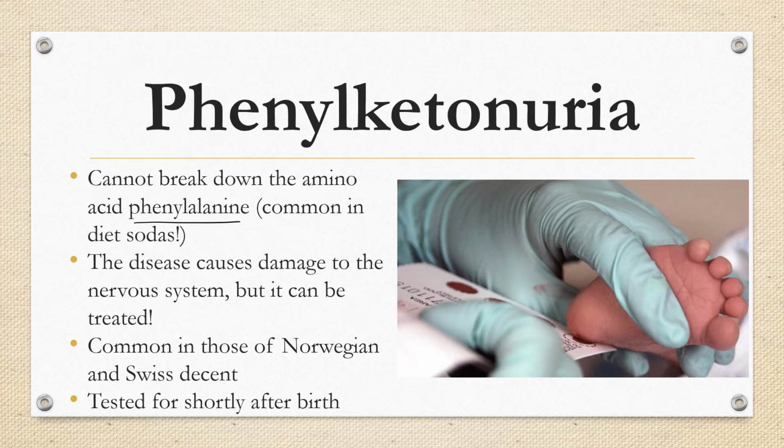So because we have a treatment for it, we test babies very shortly after they're born. We do a quick little blood stick and we test their blood and see, do they have this trait? If they have the trait, they get treatment and they're good to go. And this one tends to be particularly common in those who are Norwegian or who have Swiss descent.